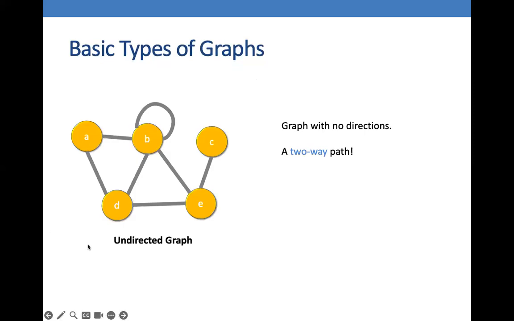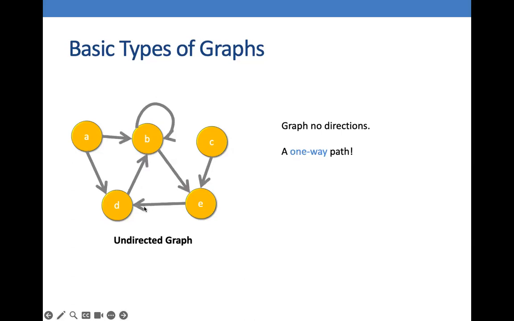One type of graph is the undirected graph, in which the graph has no directions. We can also call it a two-way path. As you can see here, there is an edge between A and B, which means that there is a way or a path between A and B. And likewise, there is also a connection between B and A. There's a connection between A to D and D to A, D to E, E to D, D to B, B to D, and so on and so forth.